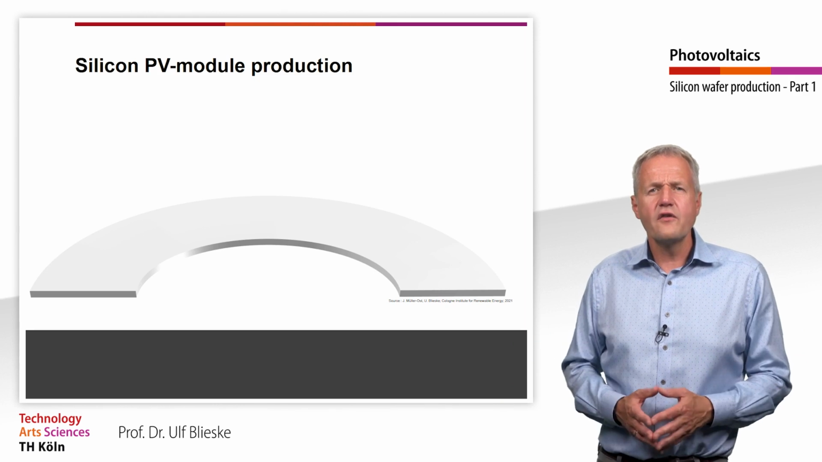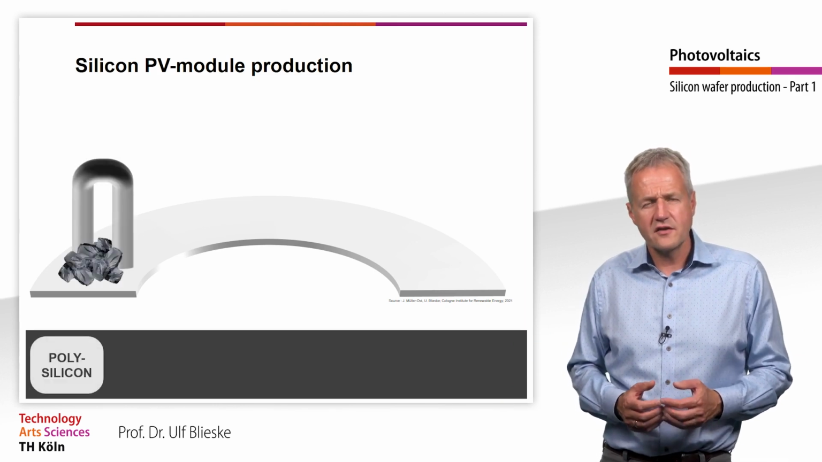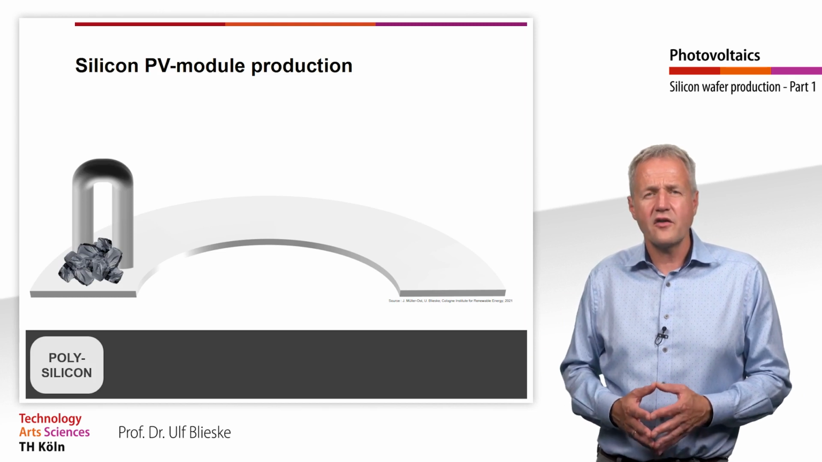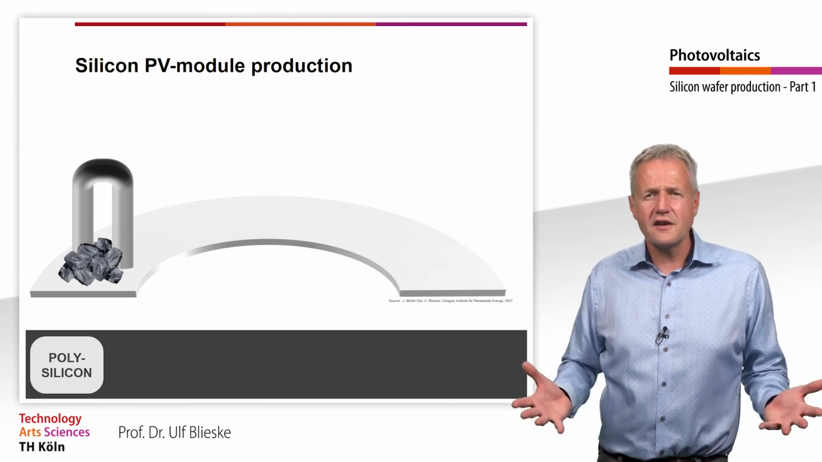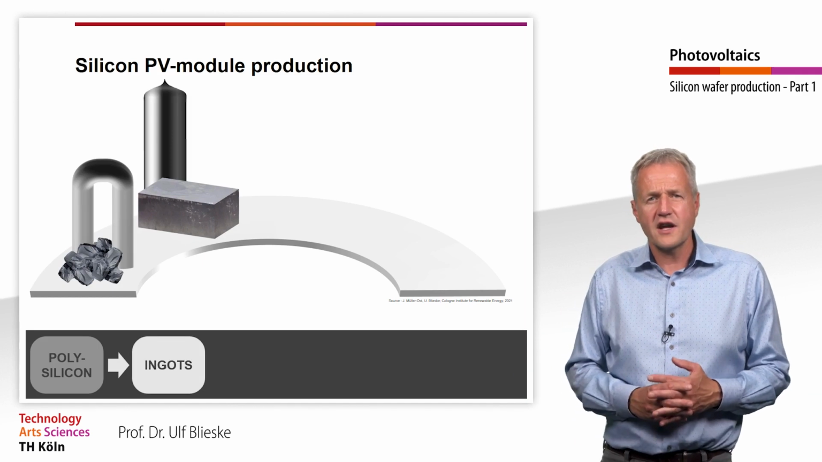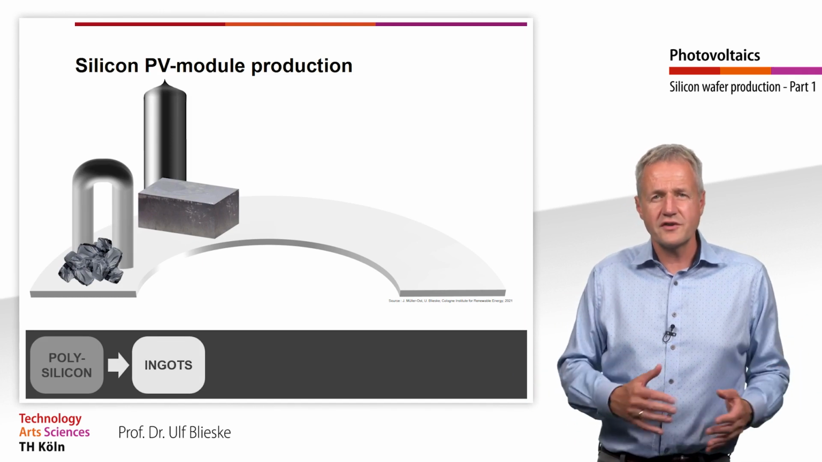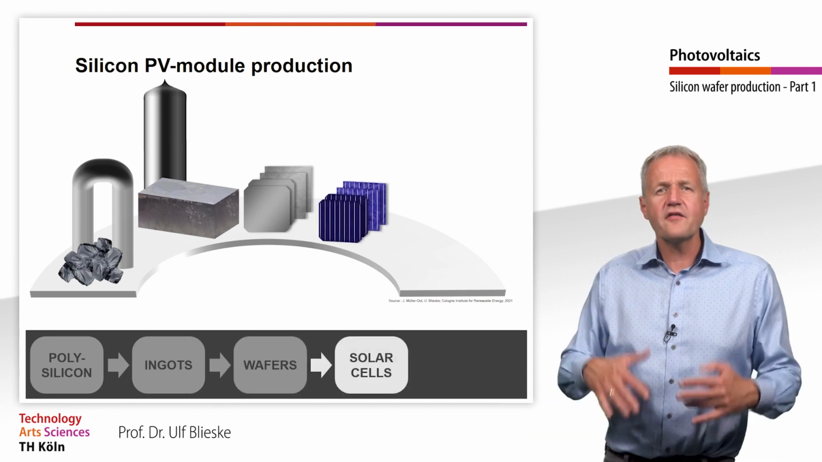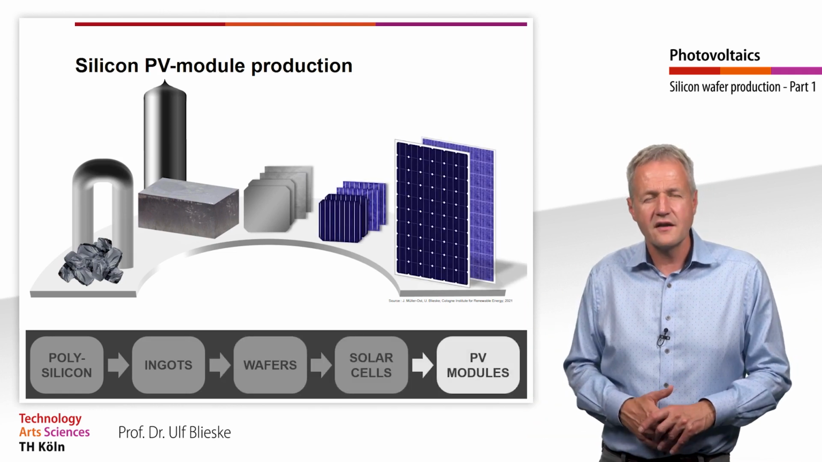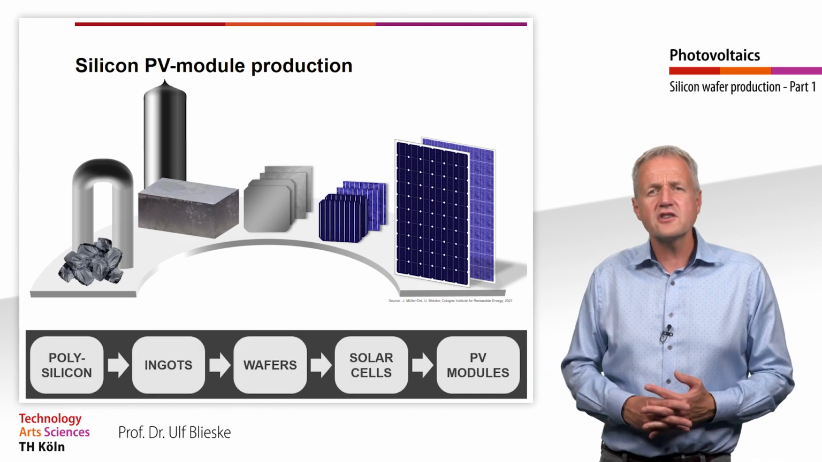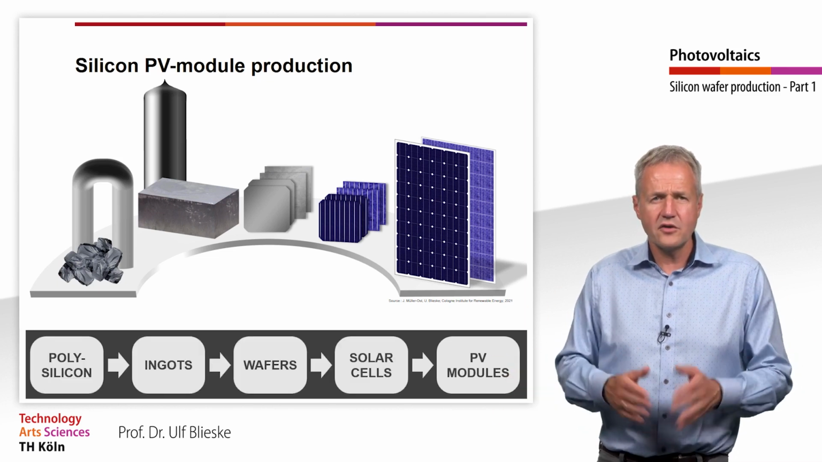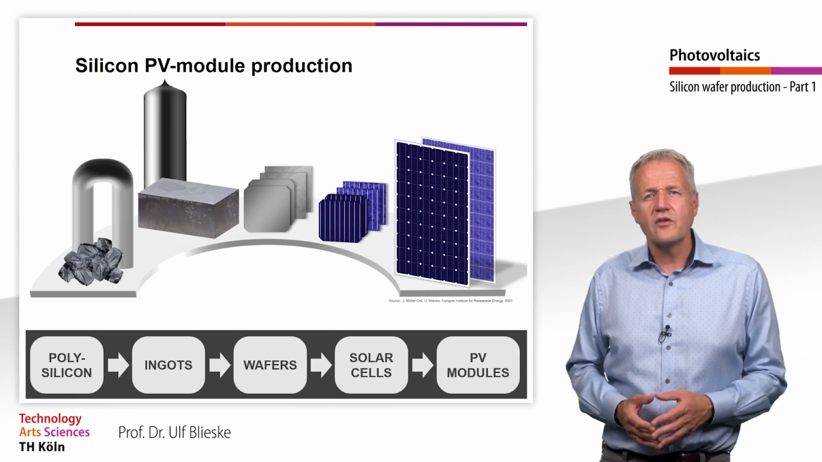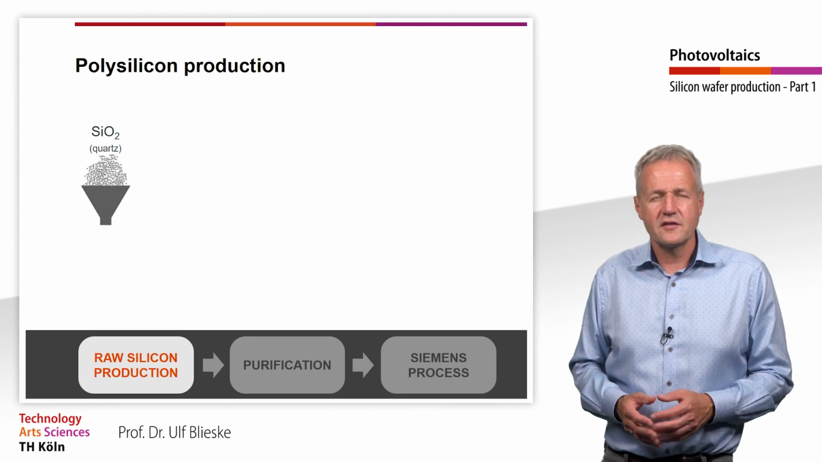Let's first get an overview of the production steps. First, polysilicon is extracted from the quartzite. The polysilicon is the starting material for the production of mono and multicrystalline ingots. The ingots are cut into wafers and then further processed into solar cells. Finally, the finished solar cells are assembled into solar modules. In this teaching unit, we will deal with the first three process steps.